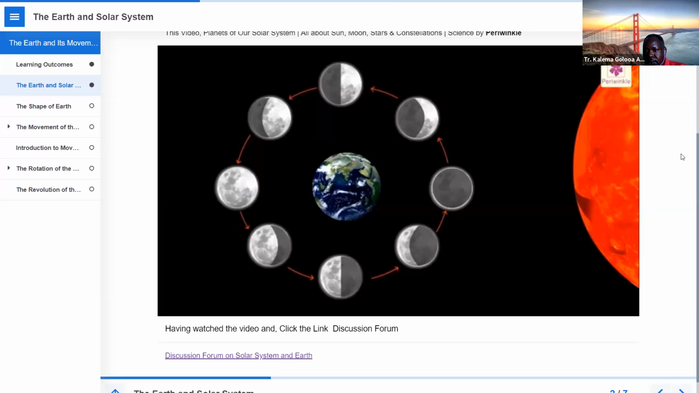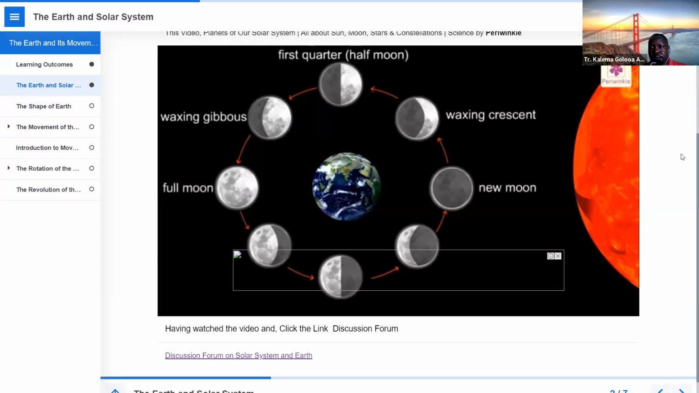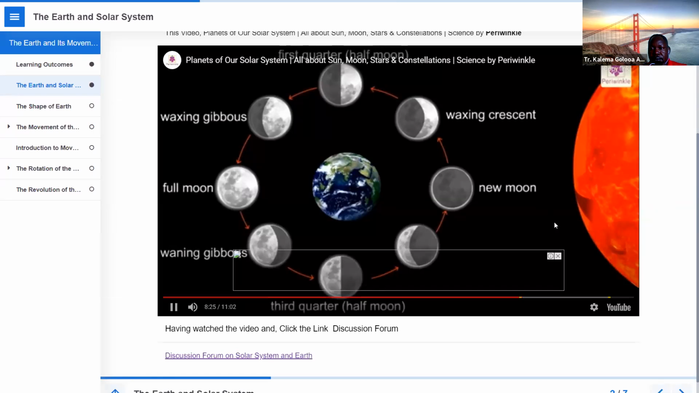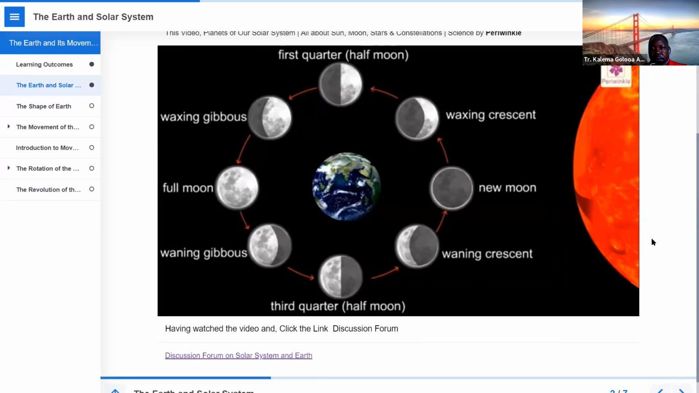The phases are named as new moon, waxing crescent, first quarter or half moon, waxing gibbous, full moon, waning gibbous, third quarter or half moon, waning crescent, which is the last phase, after which comes the next new moon.